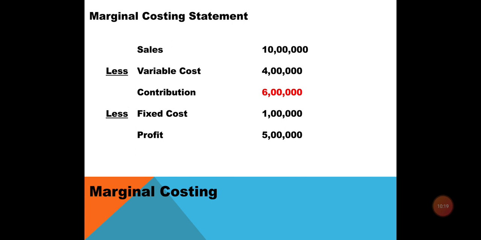Students, with this statement I am concluding this video. In the next video, we will directly take examples based on marginal costing, where we are going to solve examples in which we will calculate contribution, PV ratio, BEP sales, and desired profit and desired sales.